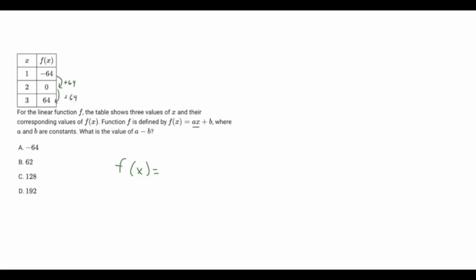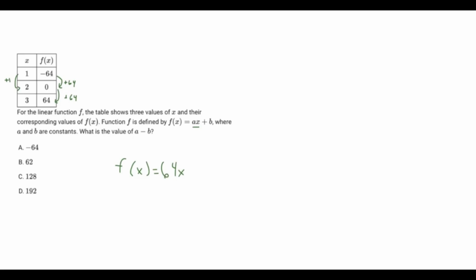And we can see that for each positive increase of 64, so that's a change in y, our change in x is just plus 1, right? So we can determine that our slope is 64x. All right, so now we want to determine b. So b is the y-intercept. And so the y-intercept is the value you get when x is 0.